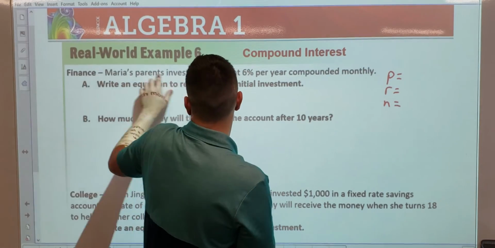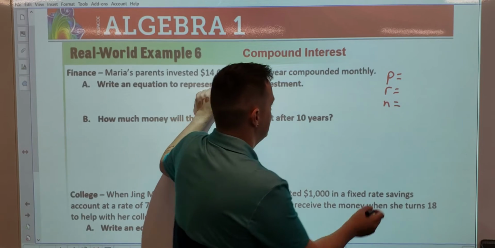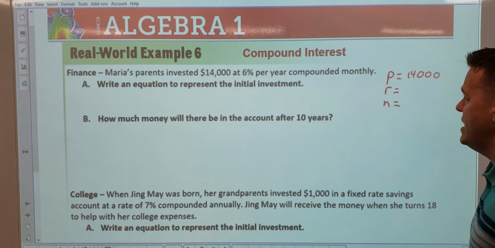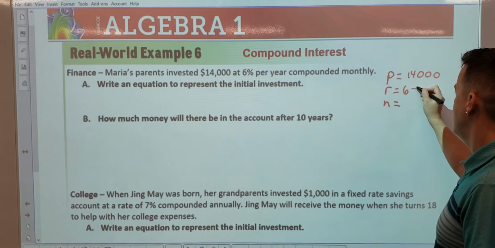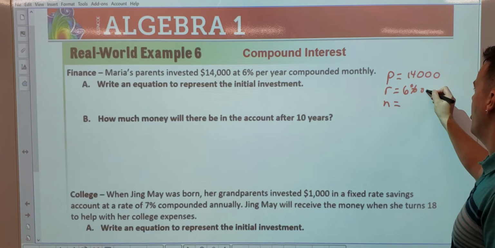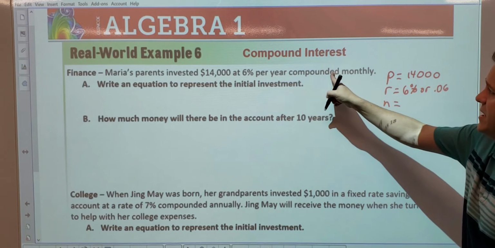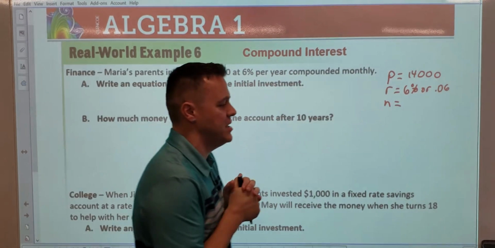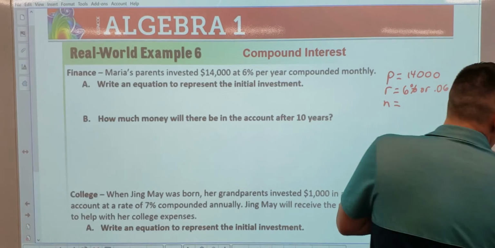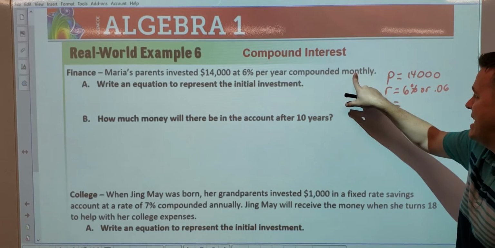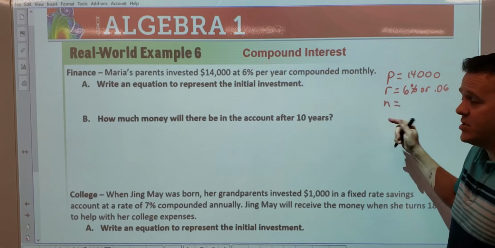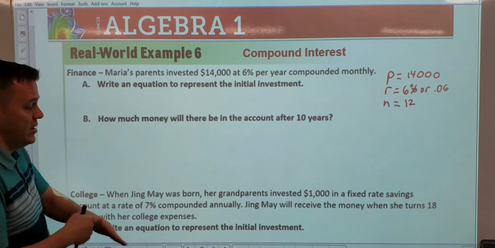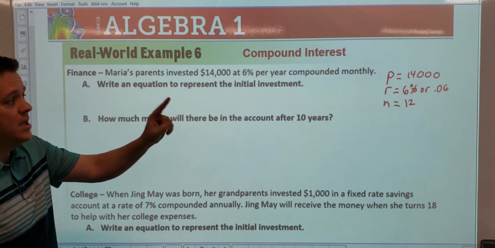All right, so my P, the initial investment, that's what P stands for, is $14,000. This is all going to be about money. Rate is 6%, or 0.06. And then my N stands for the number of times something is compounded in a year. So if it's compounded monthly, my N value is how many months are in a year? 12. If it's compounded annually, N is 1. But in this case, it's 12.